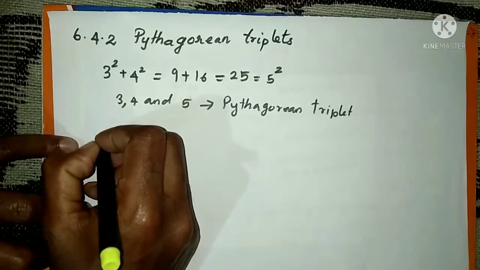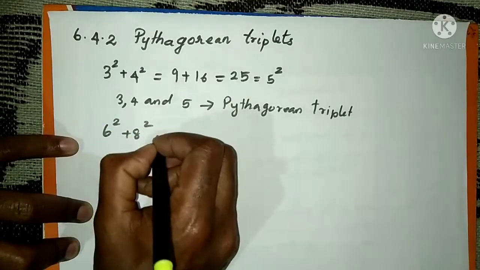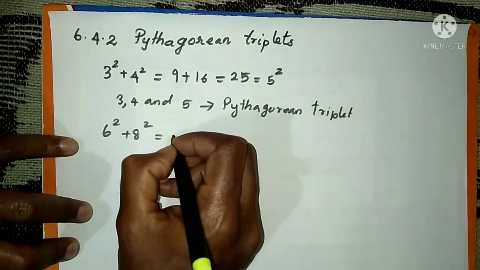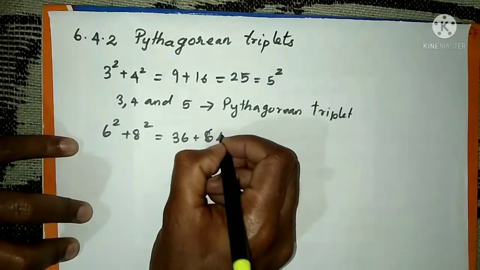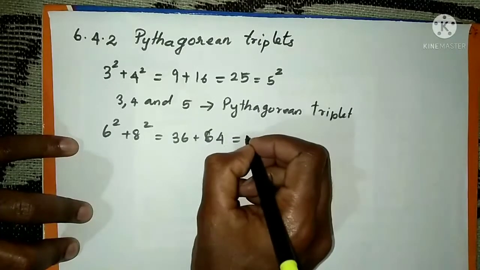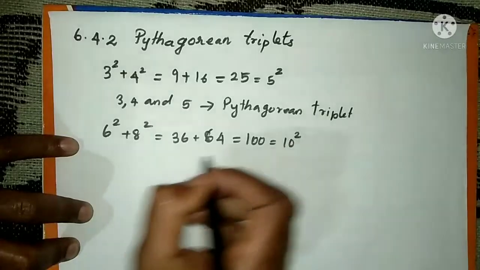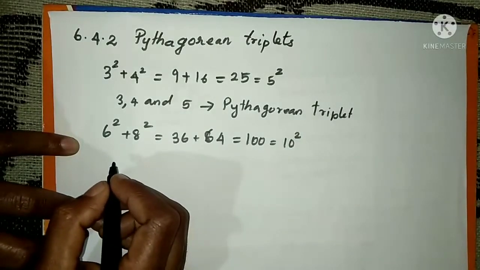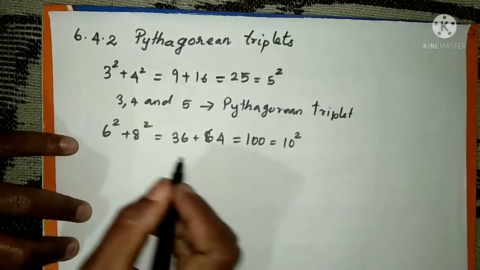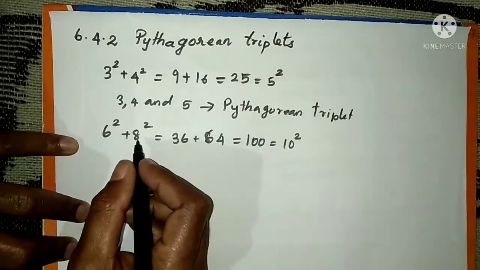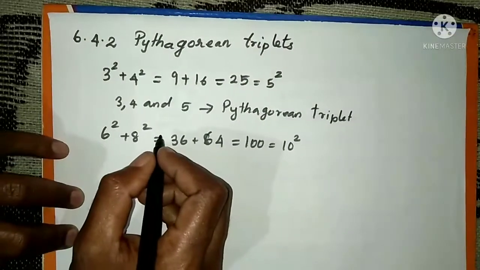Let us look at another example, 6 square plus 8 square. 6 square is 36, 8 square is 64. When we add these two, we get 100, which is 10 square. So when we add 2 square numbers, we end with another square. The sum of 2 square numbers is equal to another square number.